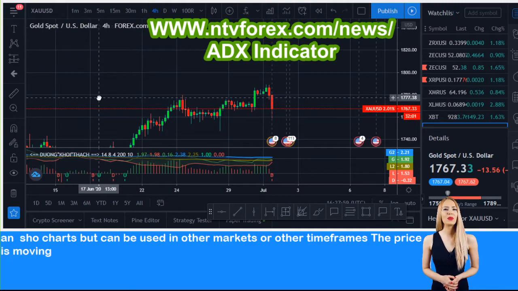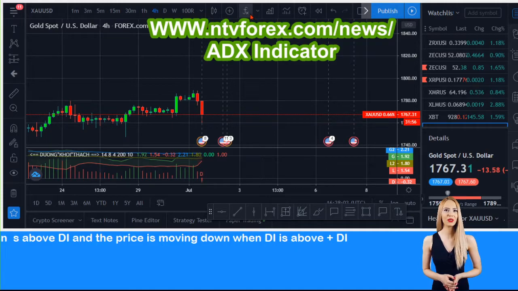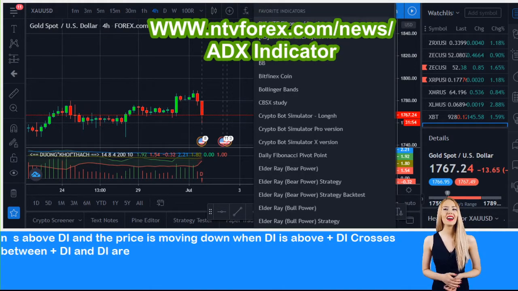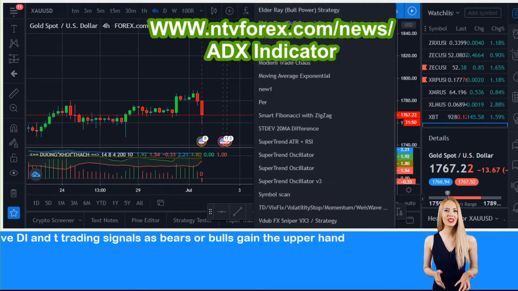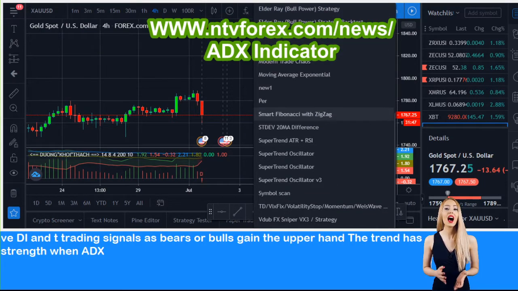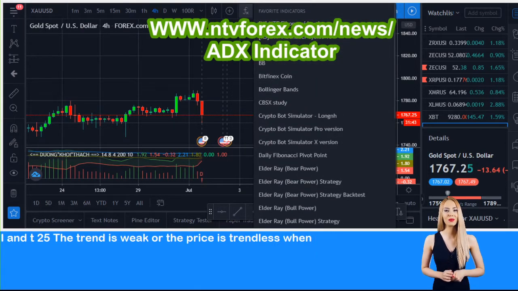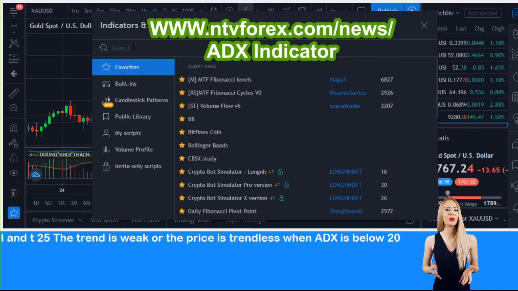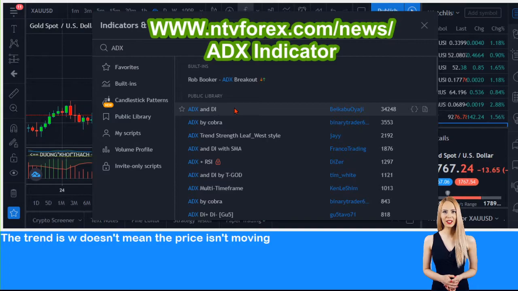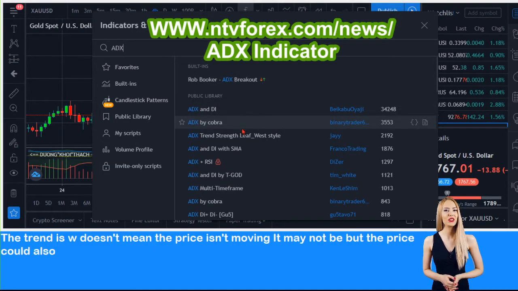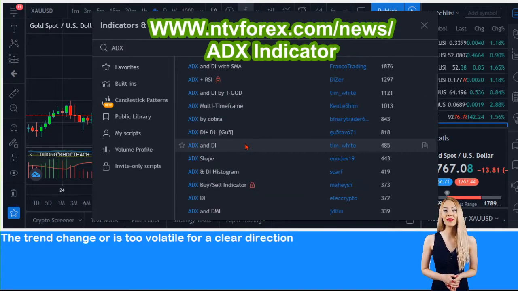The price is moving up when +DI is above -DI, and the price is moving down when -DI is above +DI. Crosses between +DI and -DI are potential trading signals. As bears or bulls gain the upper hand, the trend has strength when ADX is above 25. The trend is weak or the price is trendless when ADX is below 20. According to Wilder, non-trending doesn't mean the price isn't moving. It may not be, but the price could also be making a trend change or is too volatile for a clear direction to be present.